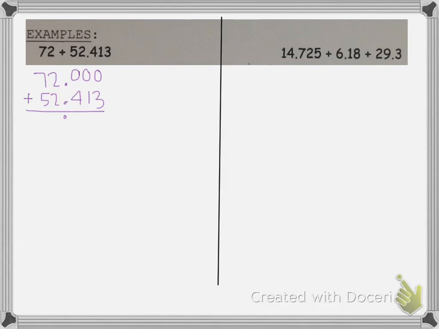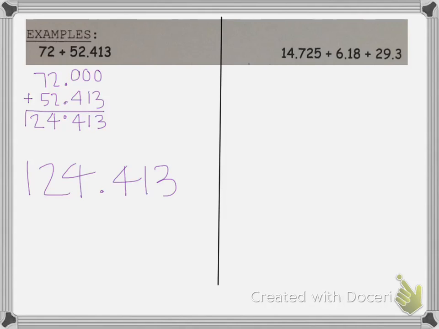And now I can add as usual, starting on the far right. So I'll do 0 plus 3, which is 3, 0 plus 1, which is 1, 0 plus 4, which is 4, 2 plus 2, which is 4, and then 7 plus 5, which is 12. So my answer here is 124 and 413 thousandths. Let's try it with another problem.